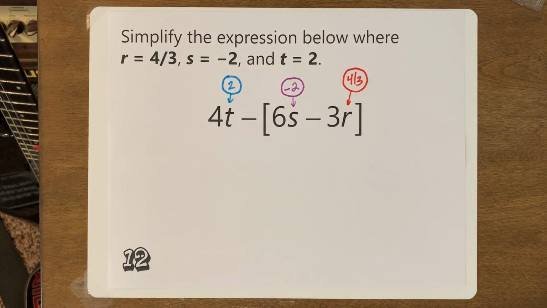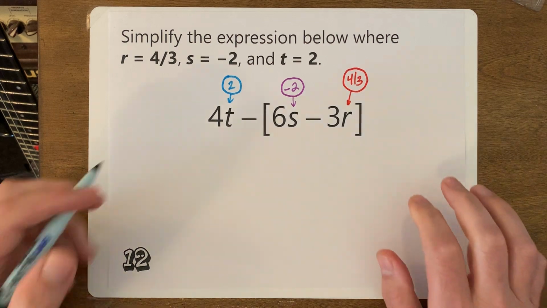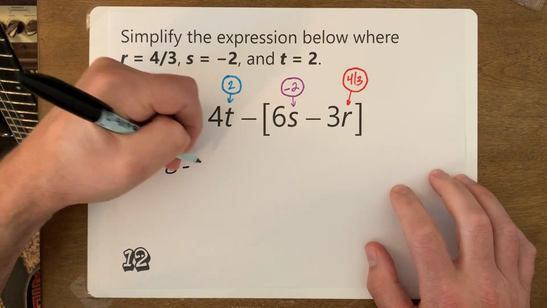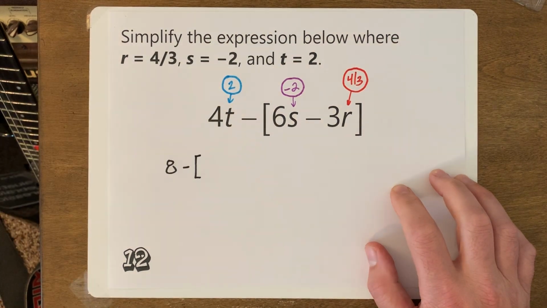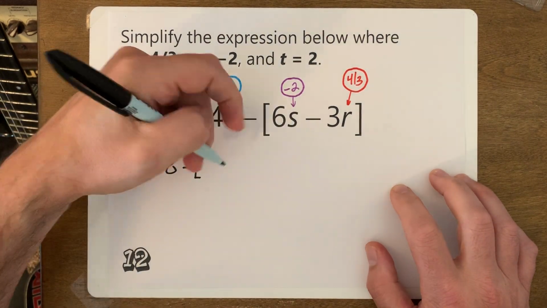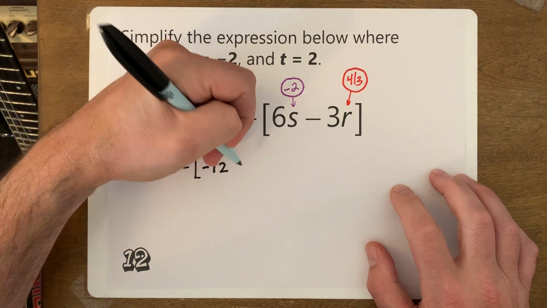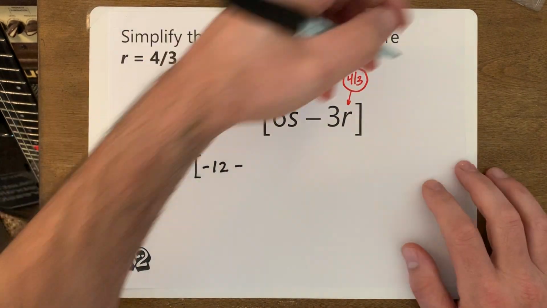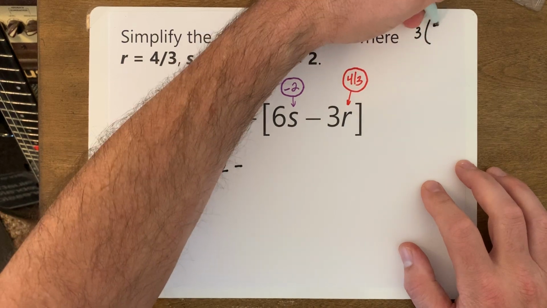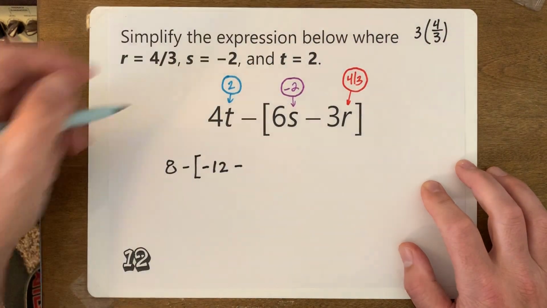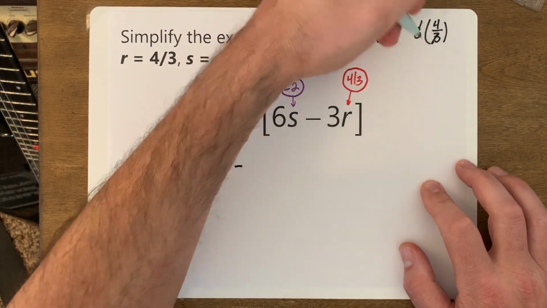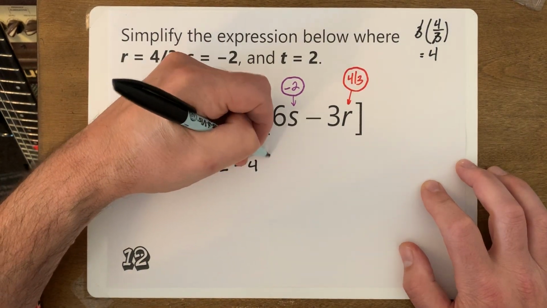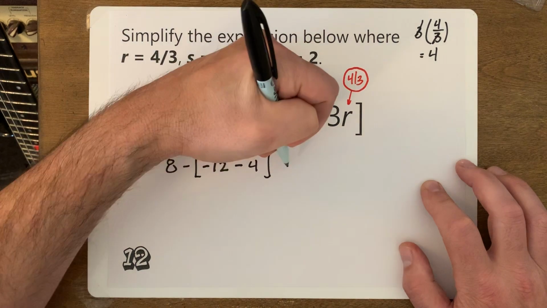All right. Let's get everything plugged in there. Okay, here we go. 4 times 2 is 8. Minus, keep our bracket for now. 6 times negative 2 is negative 12. Minus 3 times 4/3. Well, 3 times 4/3, I believe the 3's are going to cancel, and that should just be equal to 4, right? So minus 4 here, close my brackets.